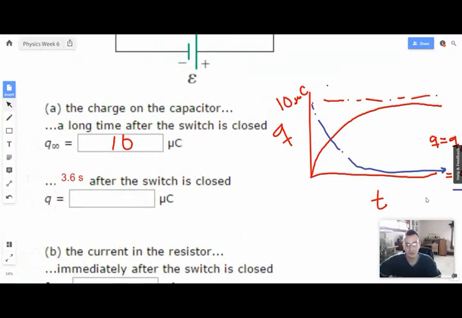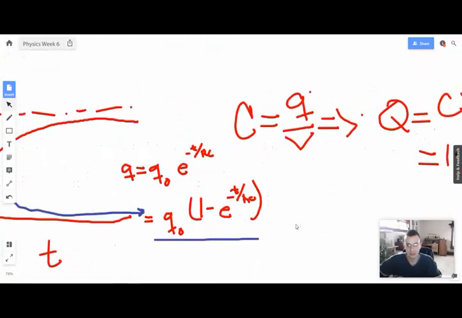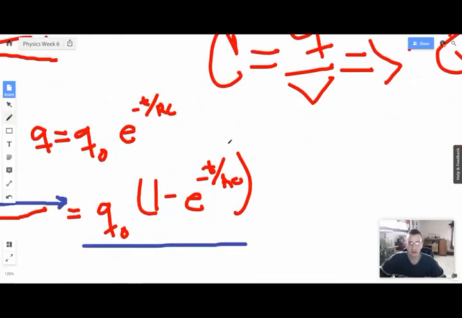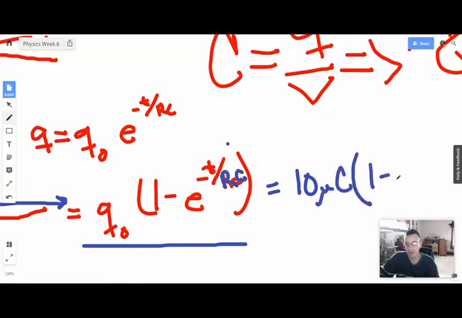So now we need to do 3.6 seconds. I just remember that you have the R and C together. For capacitors you have RC, that's the time constant. For inductors, which you'll learn about later, you have R over L. So just remember negative t over RC. Okay, so then we're going to have 10 microcoulombs, which is what we start with for our initial, times 1 minus e.